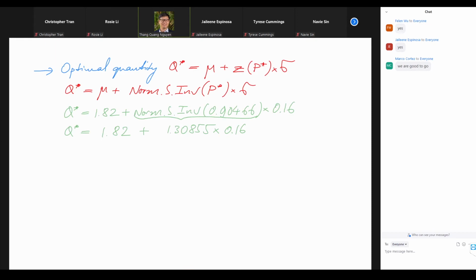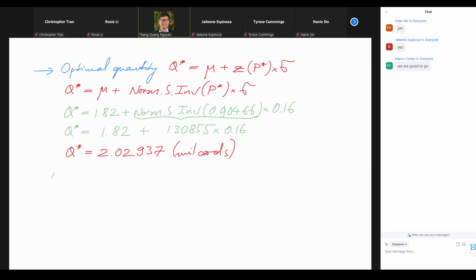So at the end, the Q star that we find in this case is going to be 2.02937 million cards, right? Because from the beginning, all the standard deviations are in terms of millions of cards. So the quantity at the end that we have here is also in millions of cards.